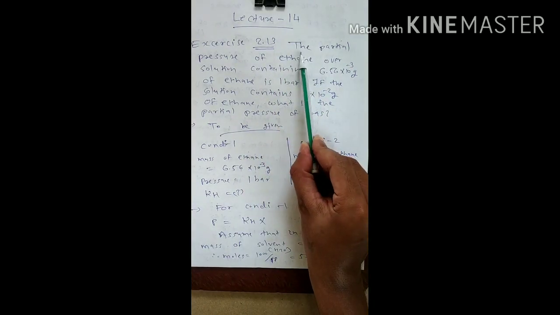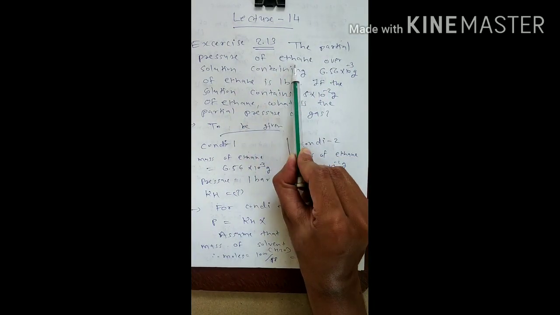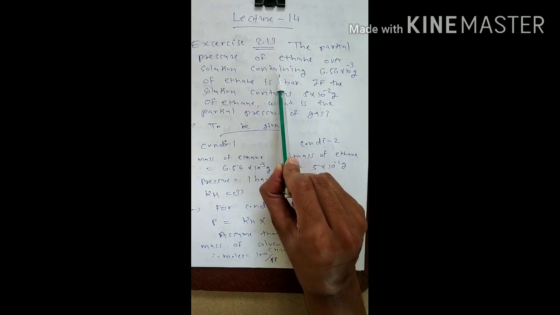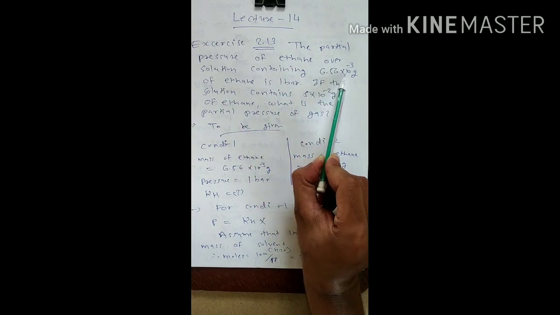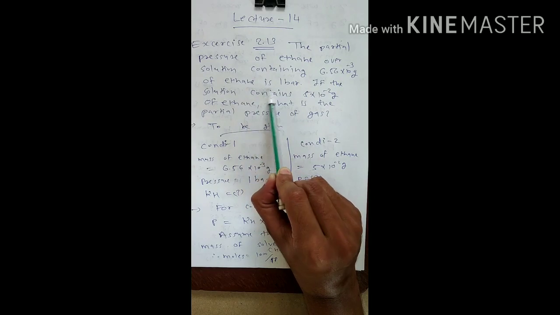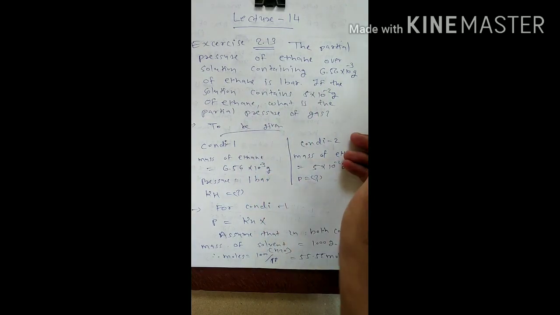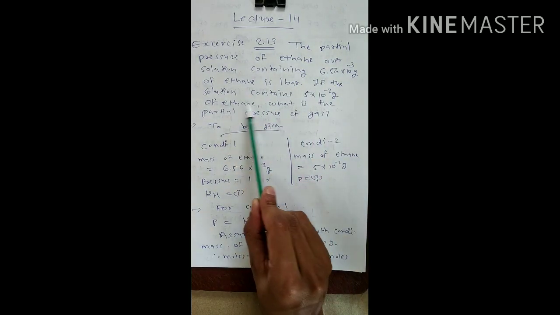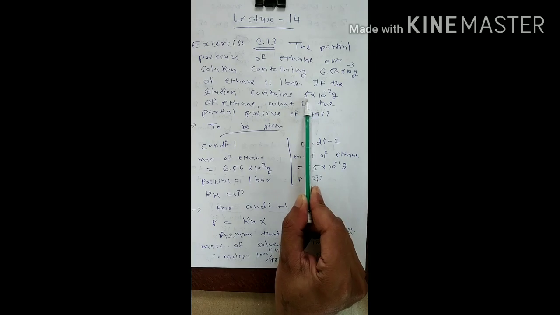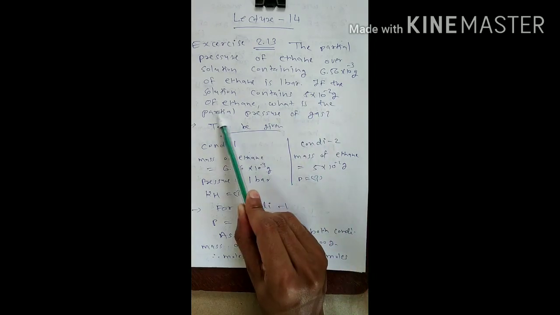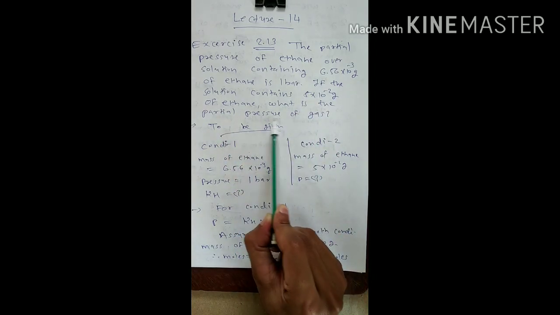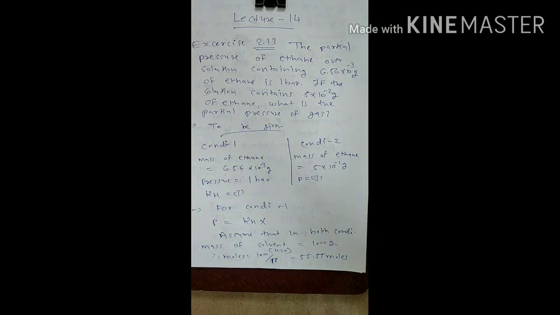The question is like this: the partial pressure of ethane over a solution containing 6.56 into 10 raised to minus 3 grams of ethane is 1 bar. If the solution contains 5.5 into 10 raised to minus 2 grams of ethane, what is the partial pressure of the gas?